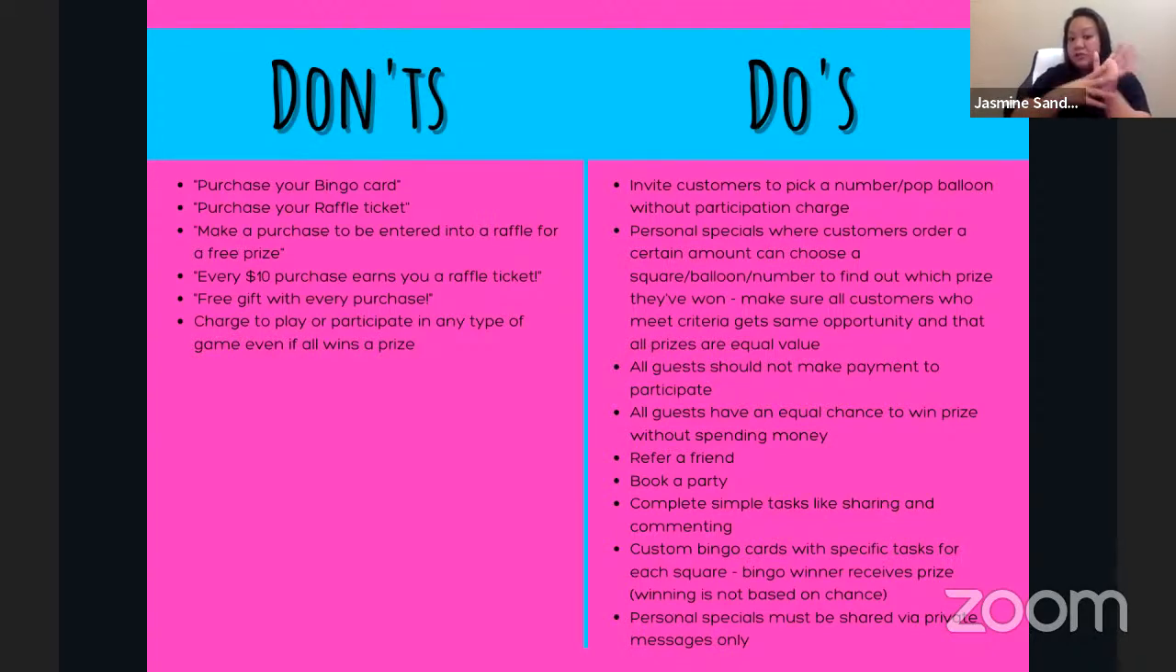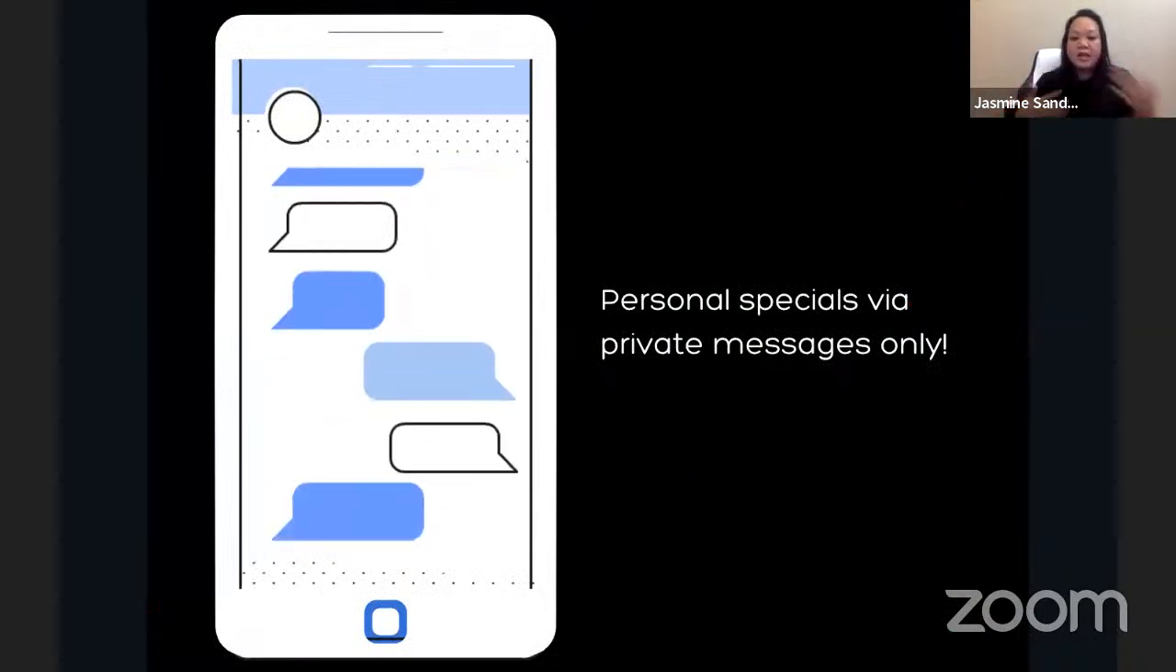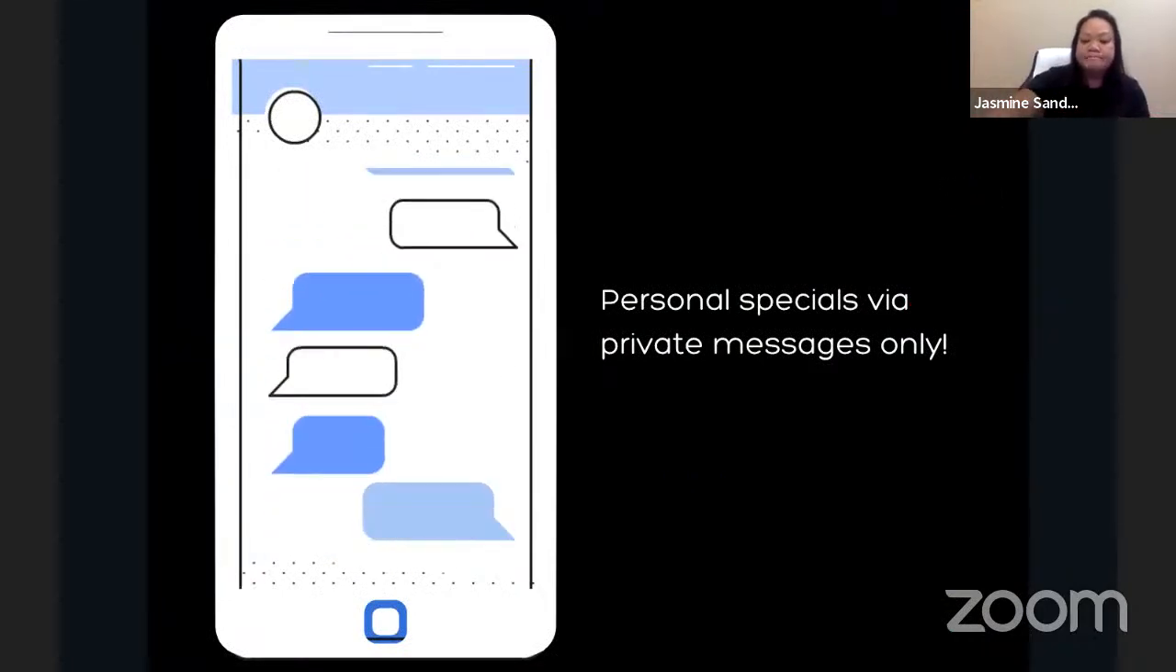But again, all of these are privately messaged to one another. And then the personal specials must be shared via private message only. So we know that anytime we have any type of specials, anytime we have a 10 wax bar special, anytime we have anything that's a special outside of Scentsy catalog pricing, we always want to make sure that we are communicating it via private messages only.